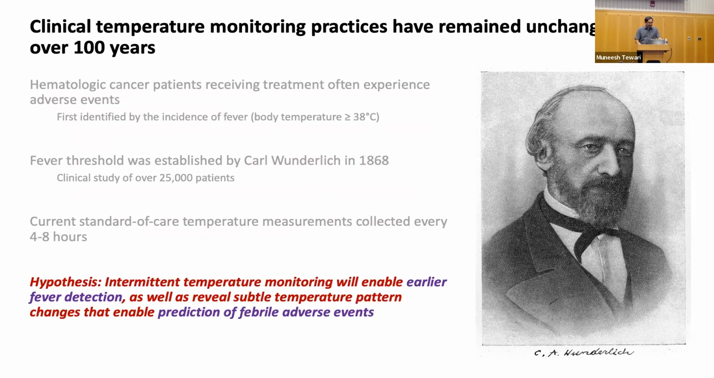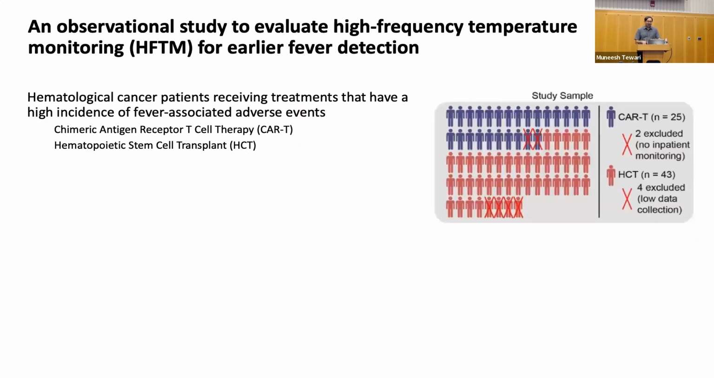So as I mentioned, the hypothesis was that hopefully we can detect these fevers and these events earlier, because the fever is essentially the defining signal that says there's an infection or cytokine release syndrome, and then hopefully predict it as well. This is a rough overview of the study. It had about 60-odd patients, and about two-thirds of these, 43, were stem cell transplant patients, and about 25 were CAR T cell therapy patients.